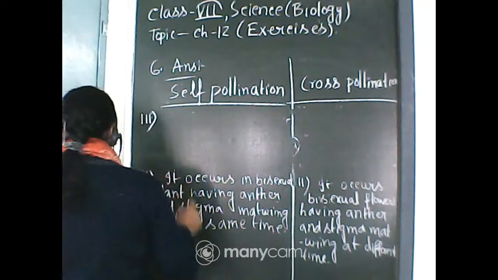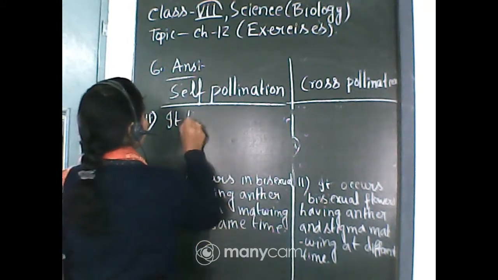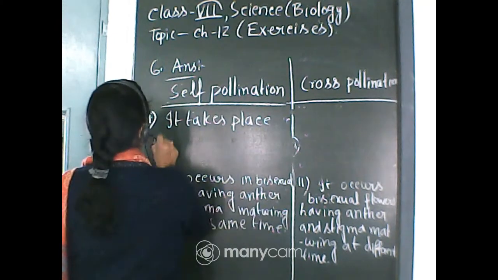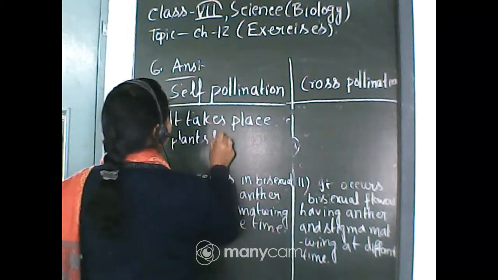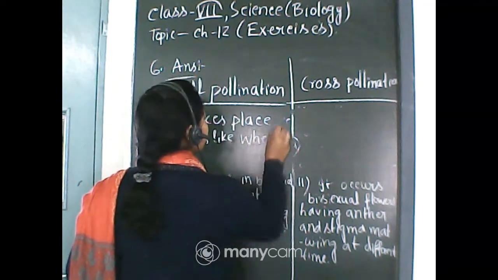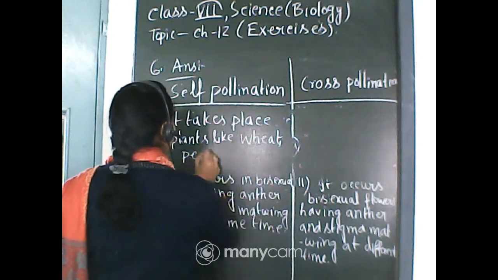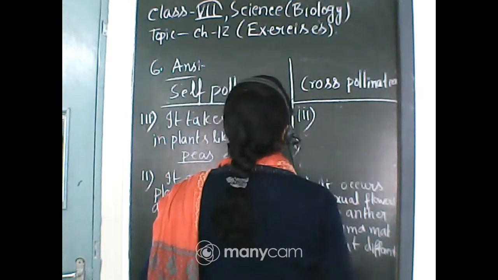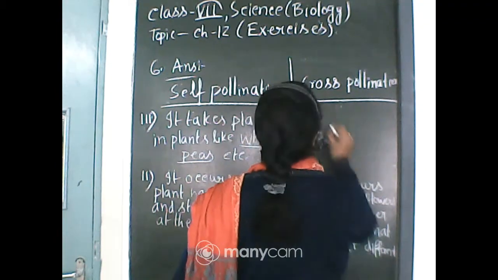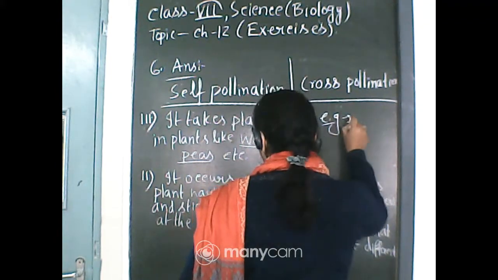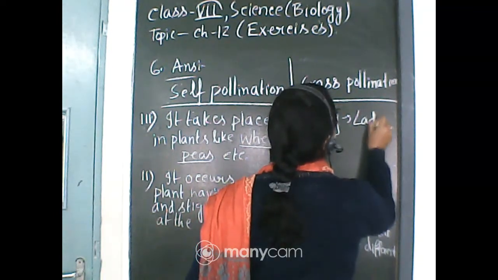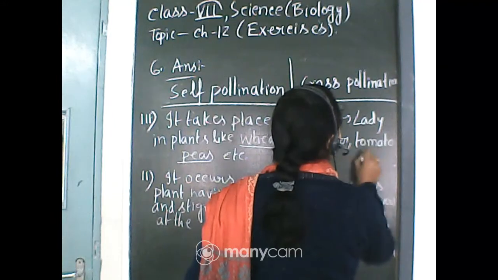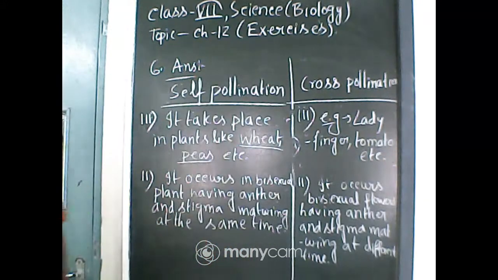As the third point, you can write that self pollination takes place in plants like wheat, peas, etc. These are examples of self pollination. Now the third difference for cross pollination: it takes place in plants like lady's finger, tomato, etc. I hope you understood all these points.